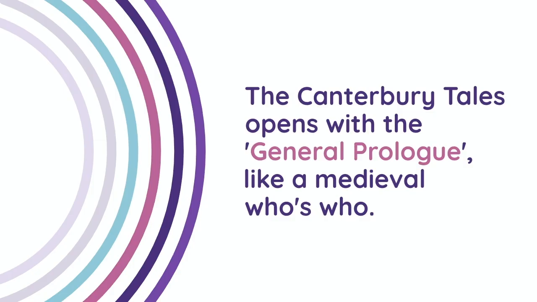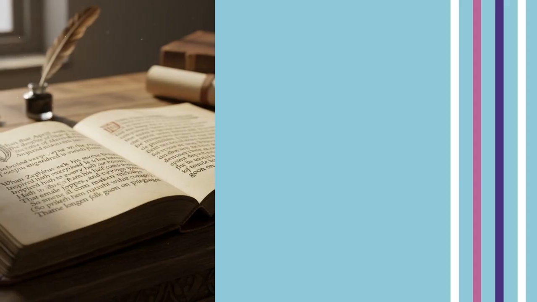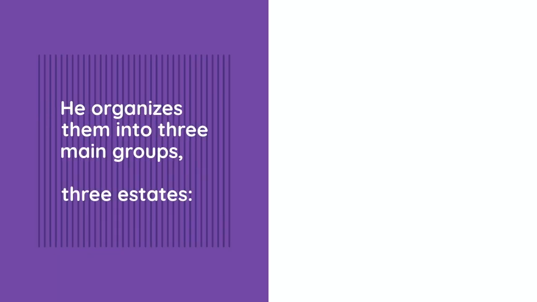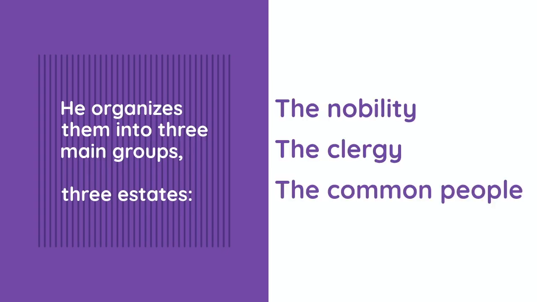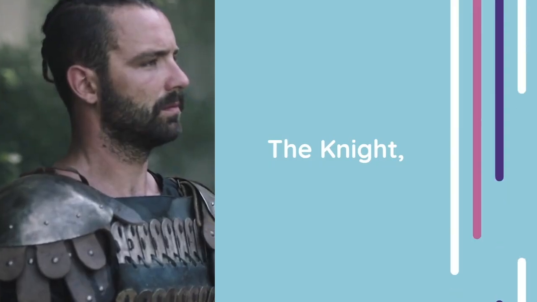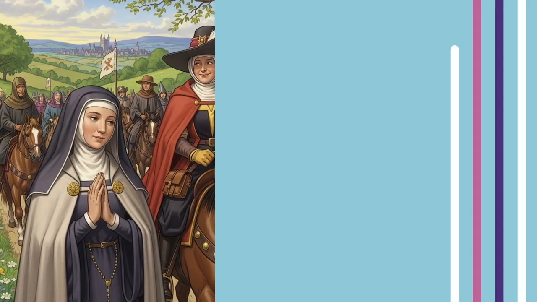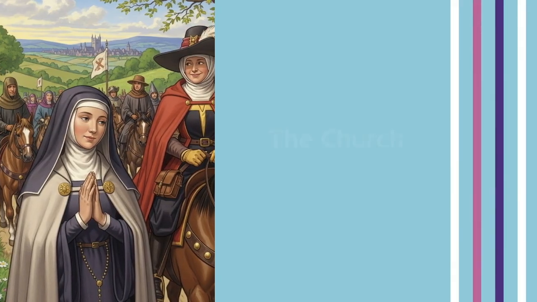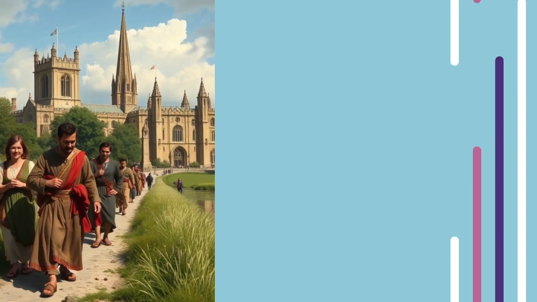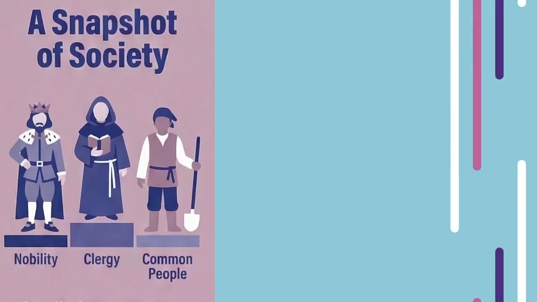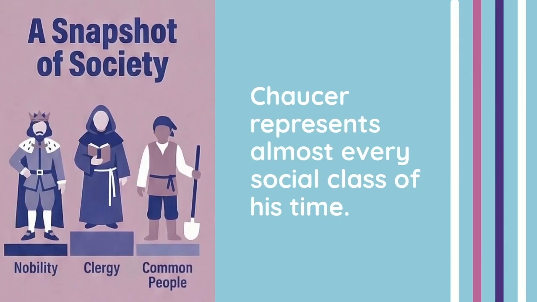The Canterbury Tales opens with the General Prologue, like a medieval who's who. The author introduces the pilgrims based on their social position. He organises them into 3 main groups, 3 estates: the nobility, the clergy, and the common people. He starts at the very top of the social pyramid with the knight, who represents honour and chivalry. Then he moves through the church figures, like the prioress, and finally down to the rising middle class, like the merchant and the famous wife of Bath. By doing this, Chaucer represents almost every social class of his time.